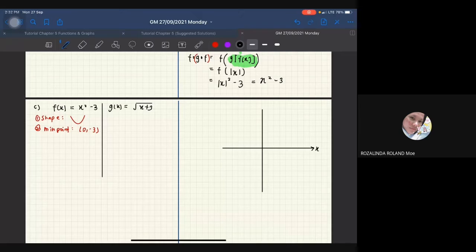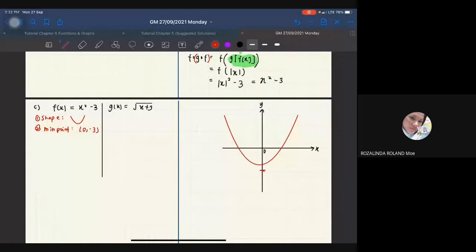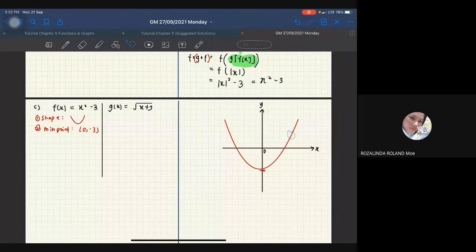This is X, this is Y, this is 0. Okay, so graf awak dia akan ada minimum point pada kosong, negatif 3. So 0 is on the Y axis and then negative 3 will be dekat bawah, lebih kurang kat sini. Okay, so kita buat dia satu graf yang senyum kat atas. Macam tu. Okay, so adjust sikit, pergi ke bawah. Alright, settle. The first one.